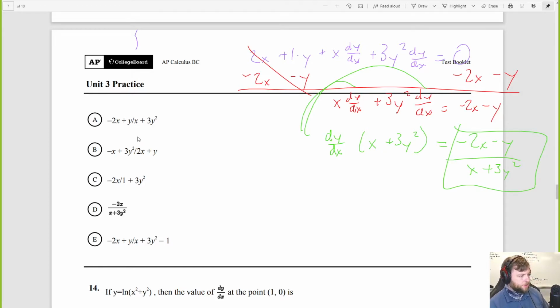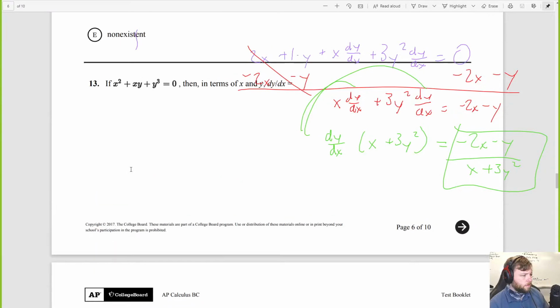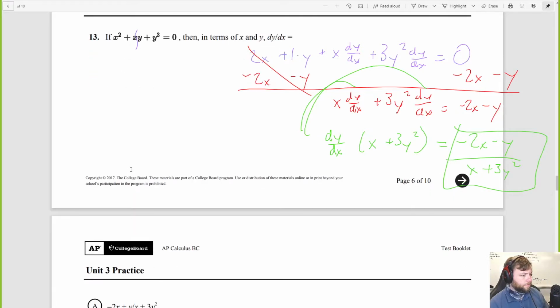I don't see my answer. It looks like this, but there's supposed to be a minus here. Well, it's not B. Not C. Not D. And no. Is it supposed to be A? But what did I mess up? Oh.